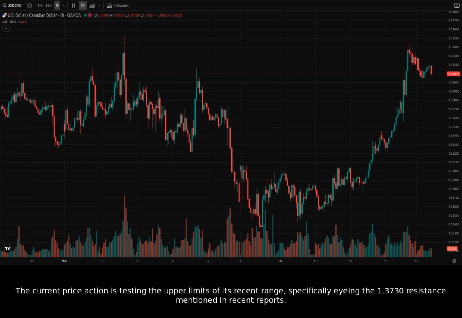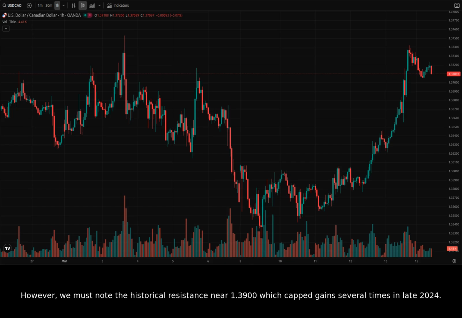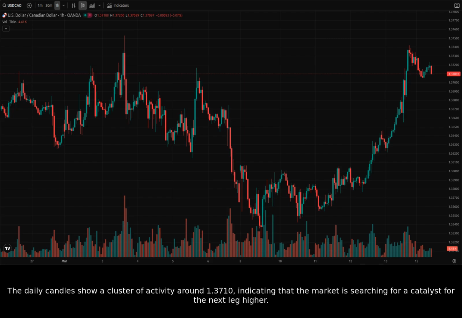The current price action is testing the upper limits of its recent range, specifically eyeing the 1.3730 resistance mentioned in recent reports. If the daily candle closes convincingly above this 1.3730 mark, it would signal a technical breakout with the potential to reach 1.3850. However, we must note the historical resistance near 1.3900, which capped gains several times in late 2024. The daily candles show a cluster of activity around 1.3710, indicating that the market is searching for a catalyst for the next leg higher.